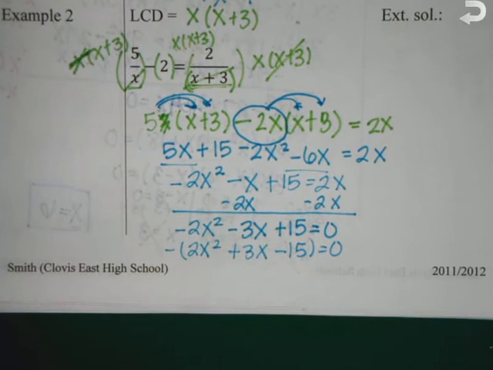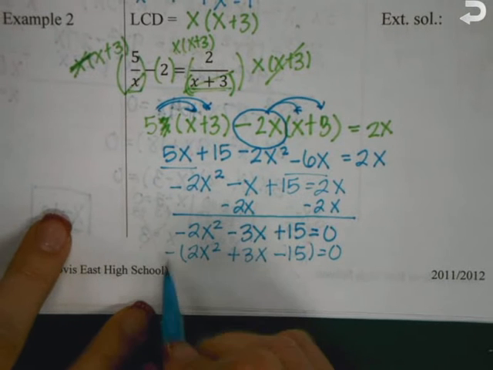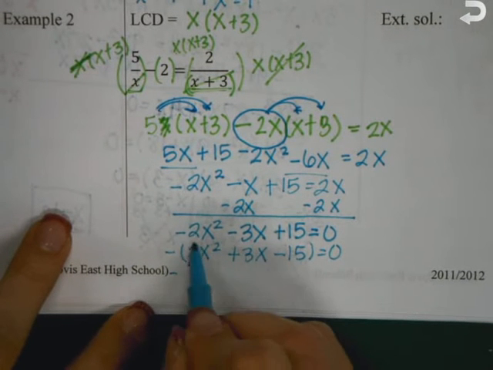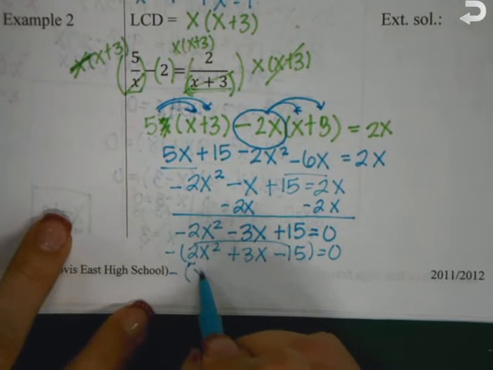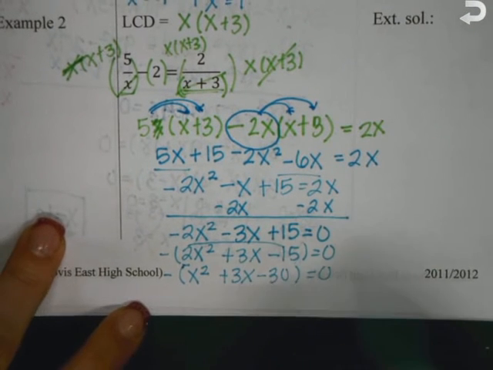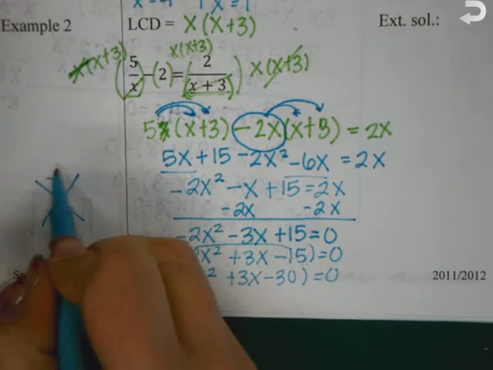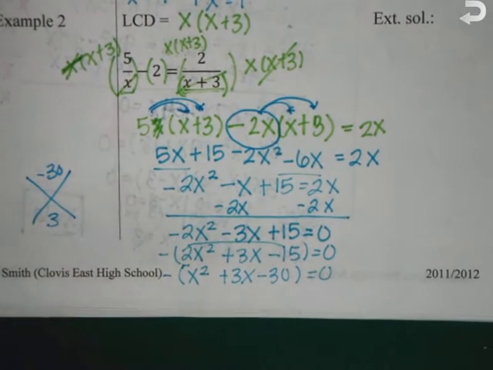Okay. And what method am I going to use to factor this? Bottoms up. So I have that negative on the outside, and I'm going to multiply 2 times 15, so that's going to be x squared plus 3x minus 30 equals 0. And then let's use diamond on this. Two numbers that multiply to negative 30 and add up to positive 3. Is there anything? Nothing. Okay, so not factorable here.